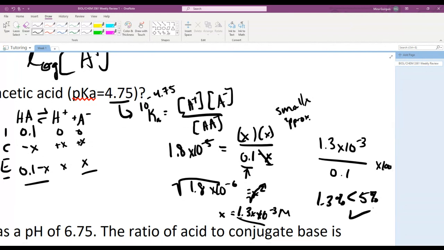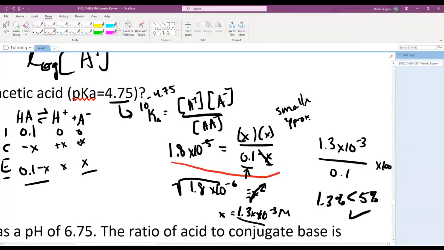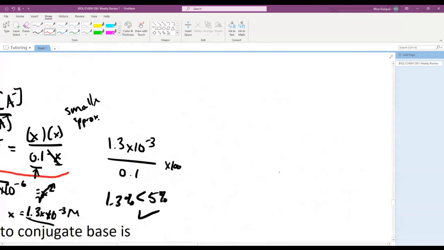All right. So I want to go back and say two things. So first, what if this number was 6 or 7%? Then we have to go back to this equation here, and we have to multiply the 0.1 minus x. We're going to have to end up solving a quadratic formula. Yeah, quadratic formula, that's right.